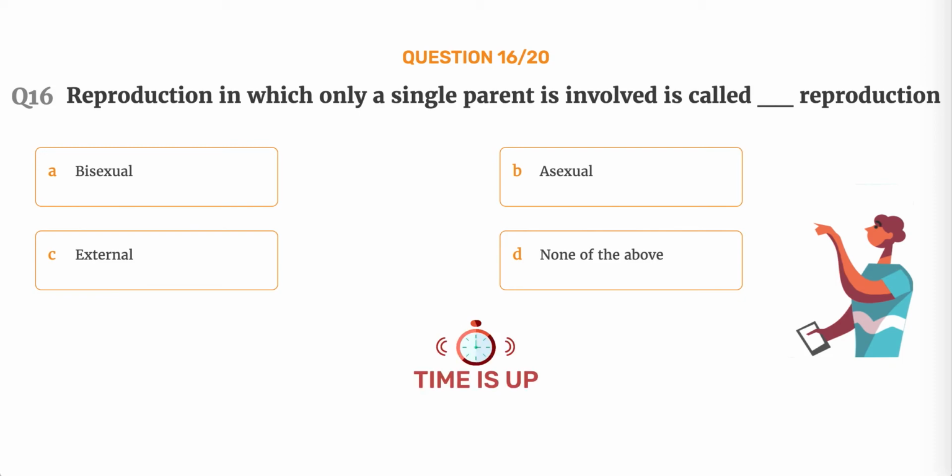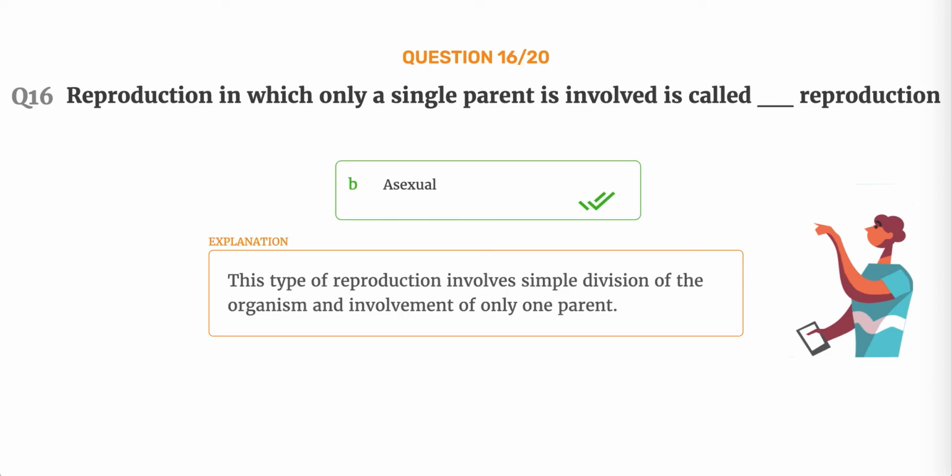The correct answer is option B, asexual. This type of reproduction involves simple division of the organism and involvement of only one parent.